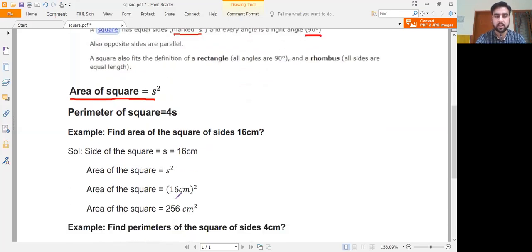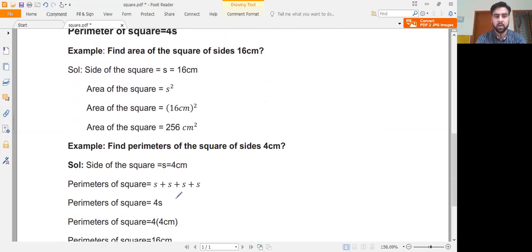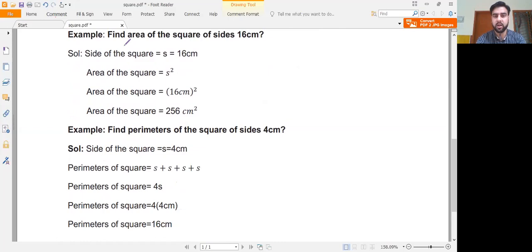Okay, next example. Find the area of a square of side 16 centimeters. If we have a square whose each side is 16 centimeters in length, then find its area. Okay, simple solution. The side of the square is represented by S, which is 16 centimeters.